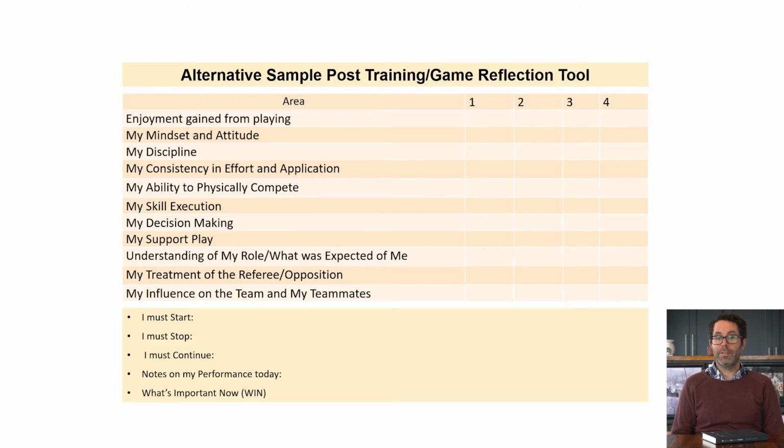This is an alternative, a reflection tool that can be used after training or after a game. And again, you can have any measures you want. You can track anything: skill, execution, discipline, decision making, whatever you want. My influence on my teammates. Again, we use a 1 to 4 measure. You can use 1 to 10. You can use different things. You could use this after training, after a game.